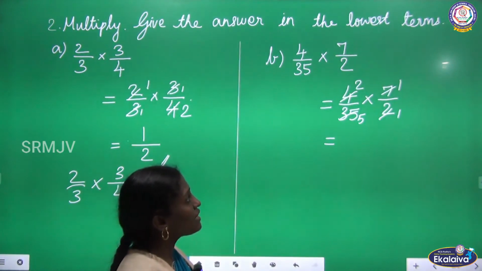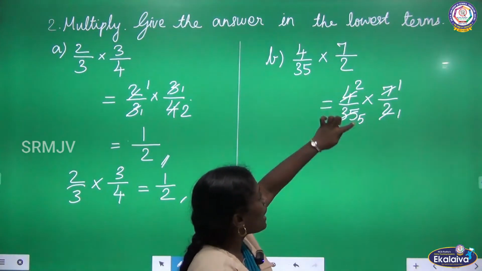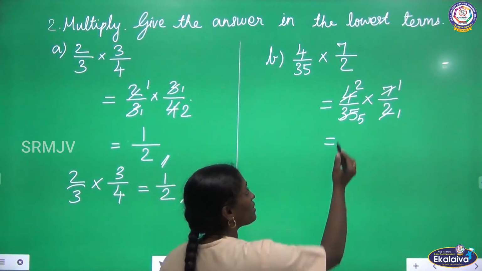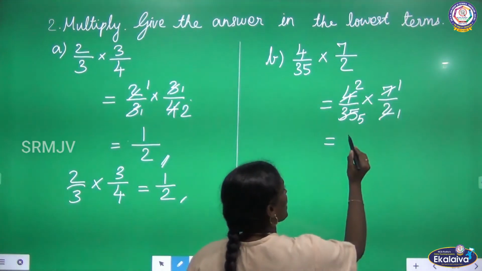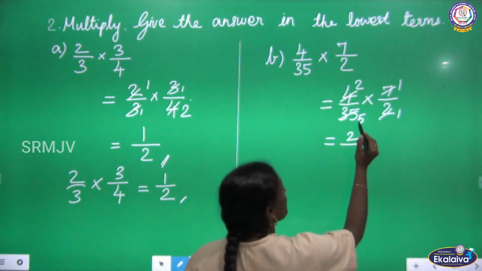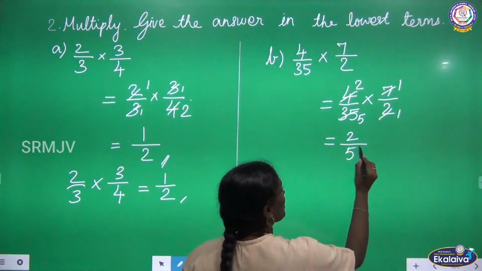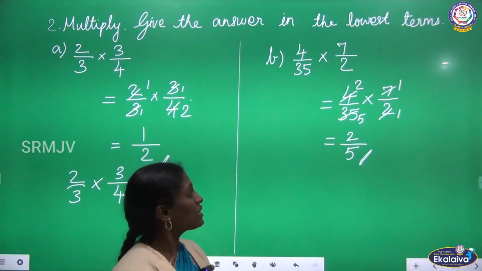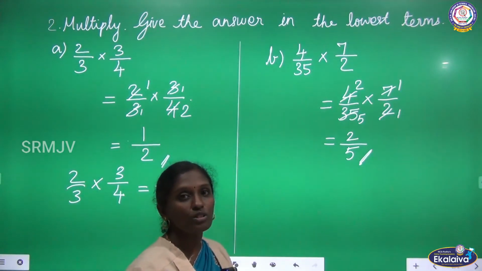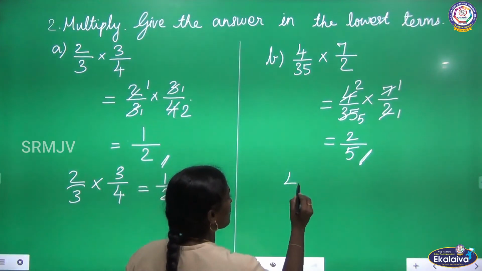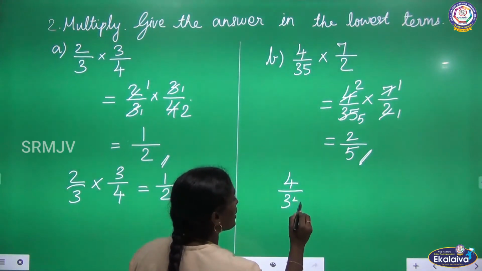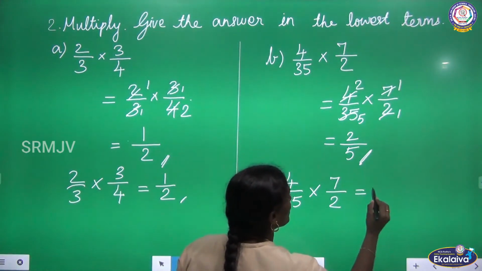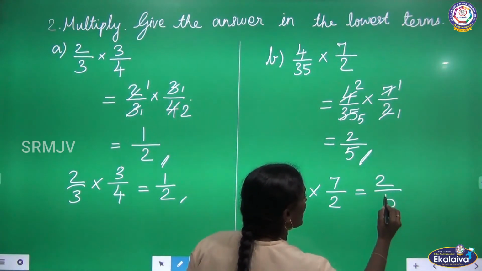Any other possibilities? Here we are having 2 and 5 alone. There is no possibility to reduce the numerator and denominator. So we are going to multiply 2 into 1, 2 and 5 into 1, 5. We got 2 by 5. 2 and 5 are prime numbers. There is no possibility to reduce. 2 by 5 is the lowest term. So 4 by 35 into 7 by 2 is equal to 2 by 5.